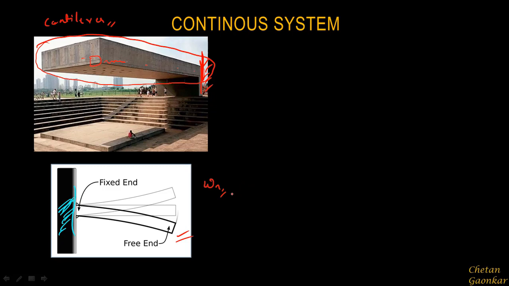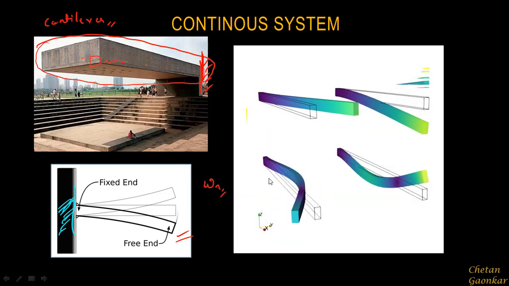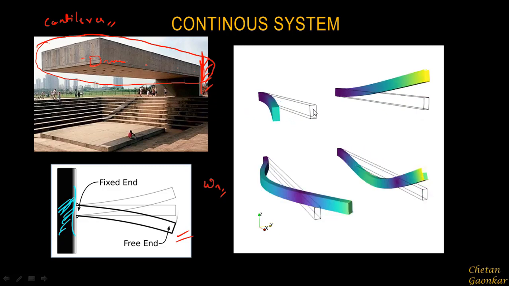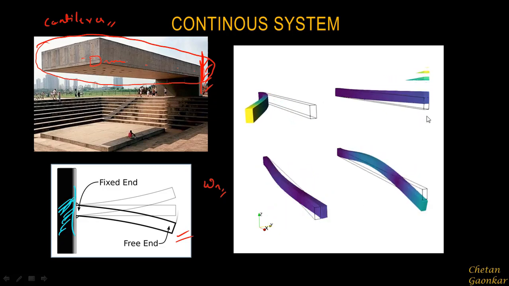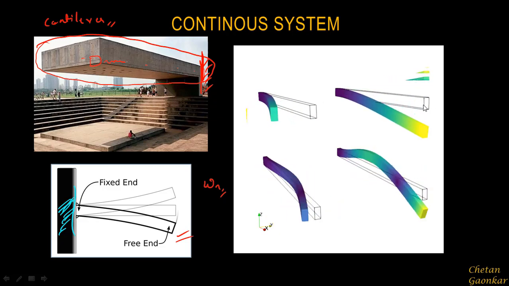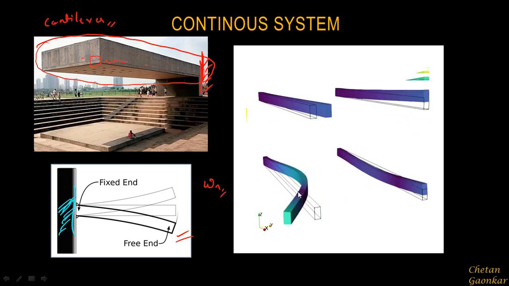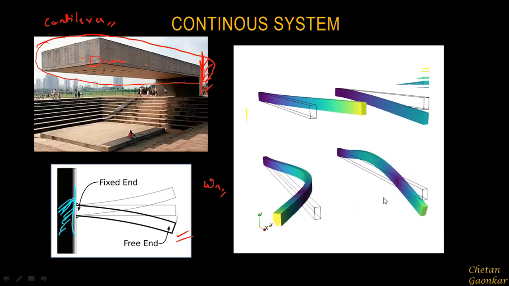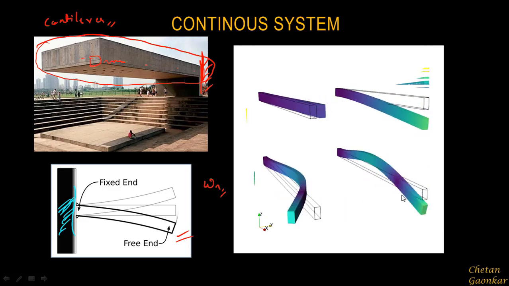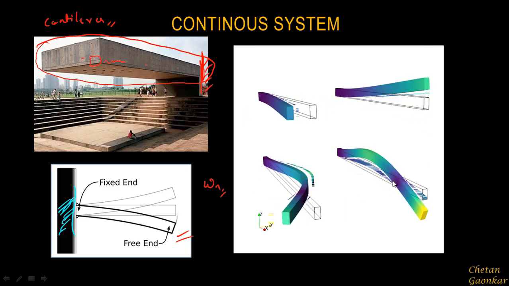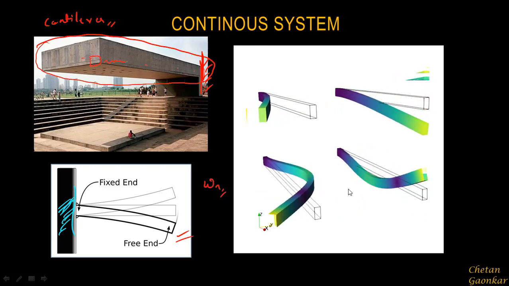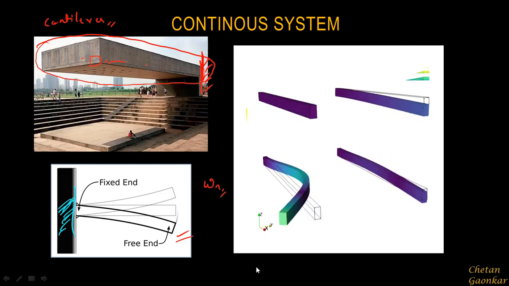And then how it will behave for each natural frequency can be seen here. Probably for the first natural frequency it will behave like this. For the second natural frequency it will bend like this. For the third natural frequency it may behave like this. I'm not sure for which natural frequency these mode shapes are, but for some particular frequencies it will tend to oscillate like this. All right, so these are basically called mode shapes.